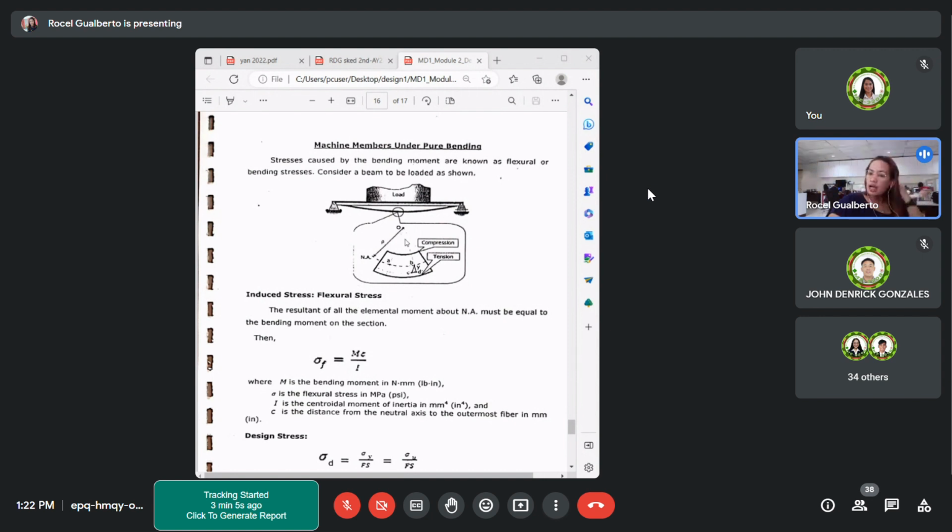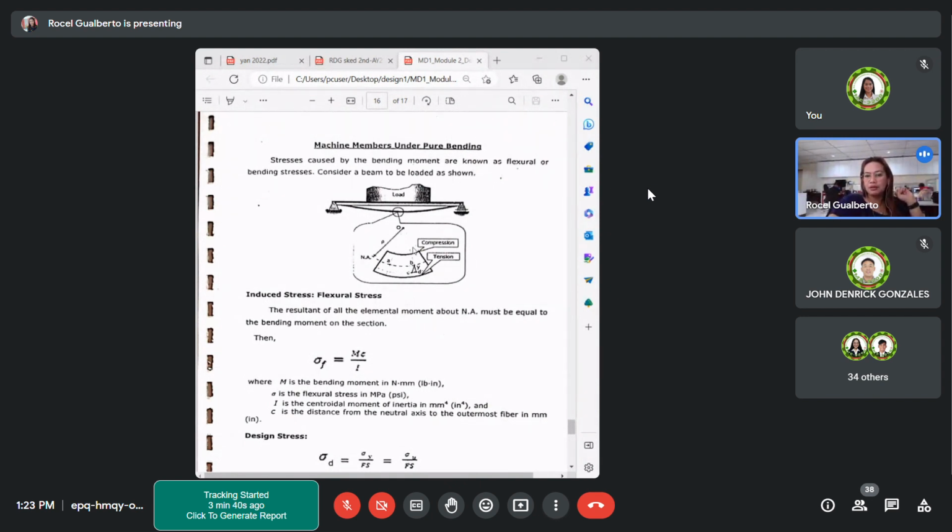Kaya sinasabi po natin, if it is bending, that is compression on one side and tension on the other side. So, that would be compression doon sa taas, tapos sa baba is tension. Kung siya naman po ay yung sad face, it is concave downward. So, ang itaas po niya, siya po yung tension at yung baba po would be in compression. So, baliktad po dito.